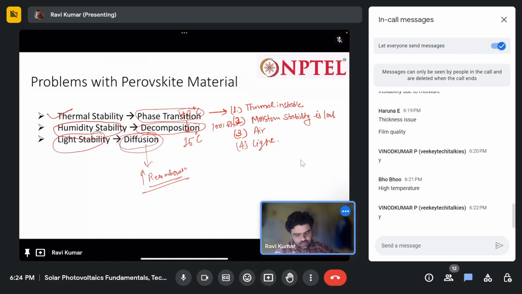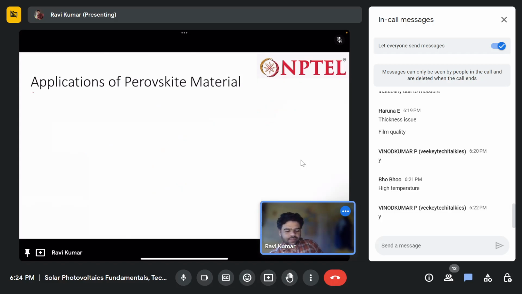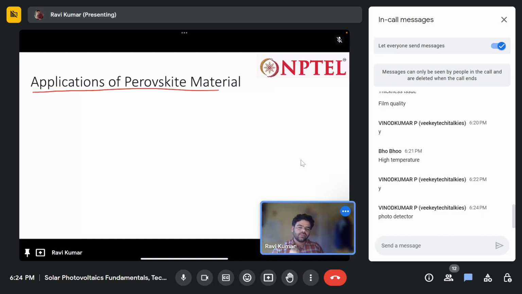Now let's move to the next set. So other than this solar cell, this perovskite material can be used in multiple applications. So we will just touch upon that. What are those applications? Can you name them? Just think, this material, photodetector. Yes, photodetector, we have laser. This perovskite material has some optoelectronic properties. So the devices which need optoelectronic property can be fabricated with this material.